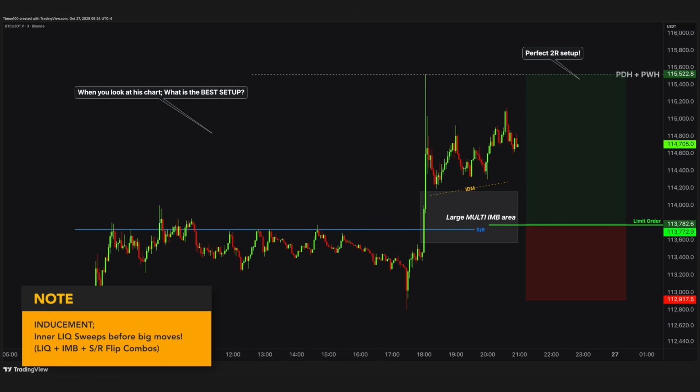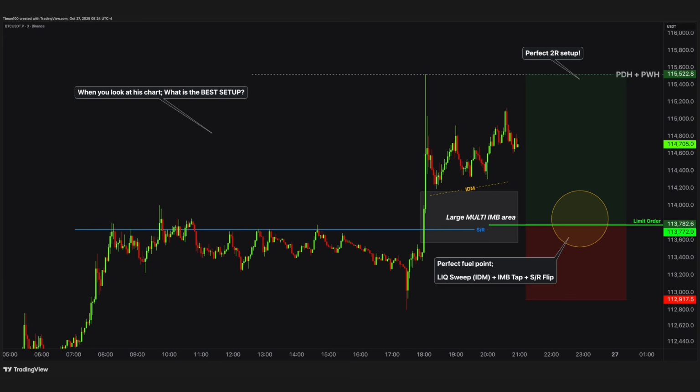Now, when you combine these inducement zones with other imbalances and support and resistance flip locations like this one here, that is when you start getting some really clean and high probability trade setups. One of the best point of interest, the POI areas. So the ideal move we would expect here is something like this.